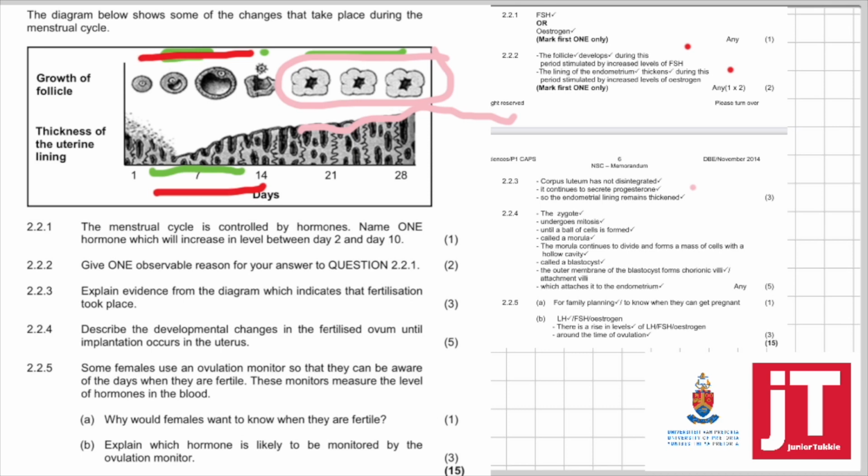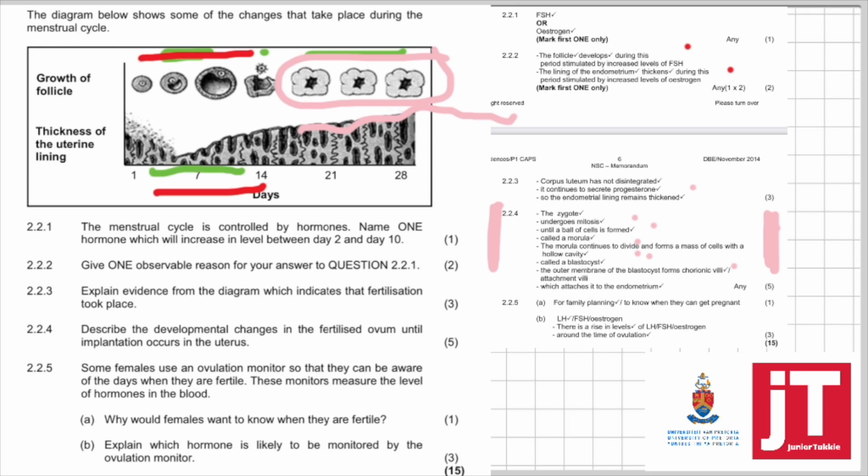Right, 2.2.4. Describe the developmental changes in the fertilized ovum until implantation occurs in the uterus. Right, a very important question to note. The zygote undergoes mitosis until a ball of cells is formed. The ball of cells is called morula. The morula continues to divide and forms a mass of cells with a hollow cavity called the blastocyst. The outer membrane of the blastocyst forms chorionic villi, which attach to the endometrium. This, from 2014, this question has been in every paper for the past few years.